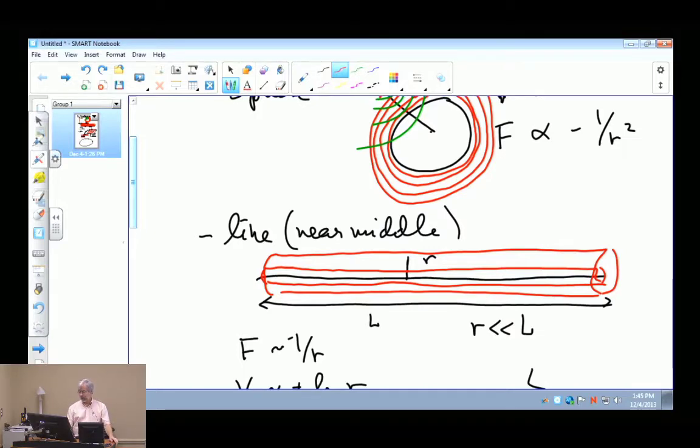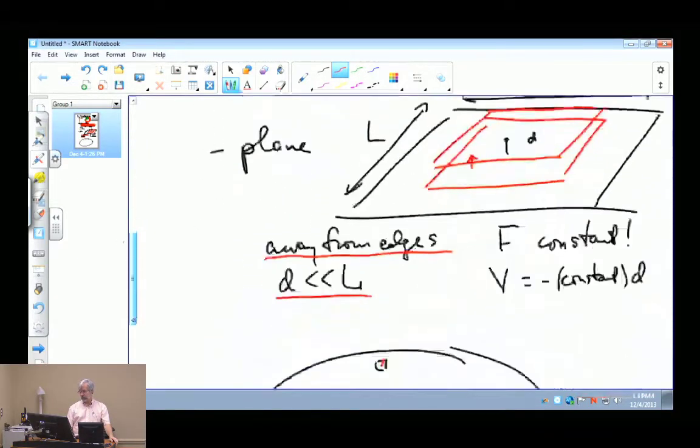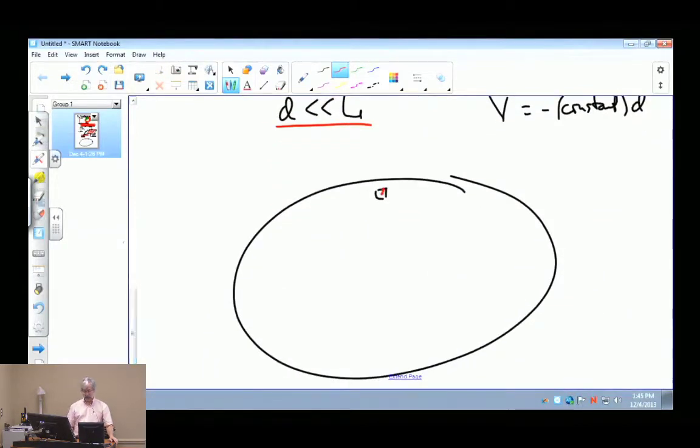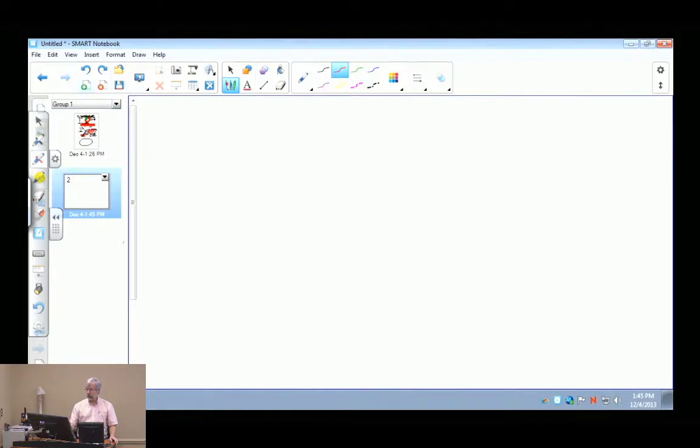This applies equally well to gravity, that much of it does: how the force and potential depend on distance. Okay. Now another thing that we considered in today's homework is the effect of tidal forces.